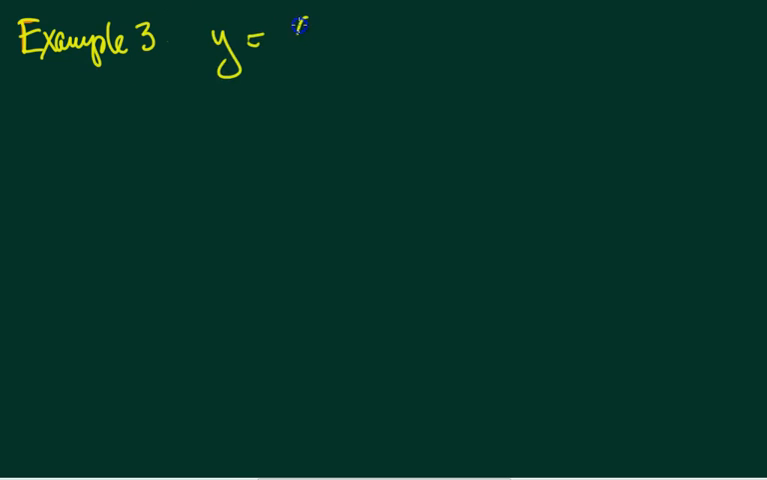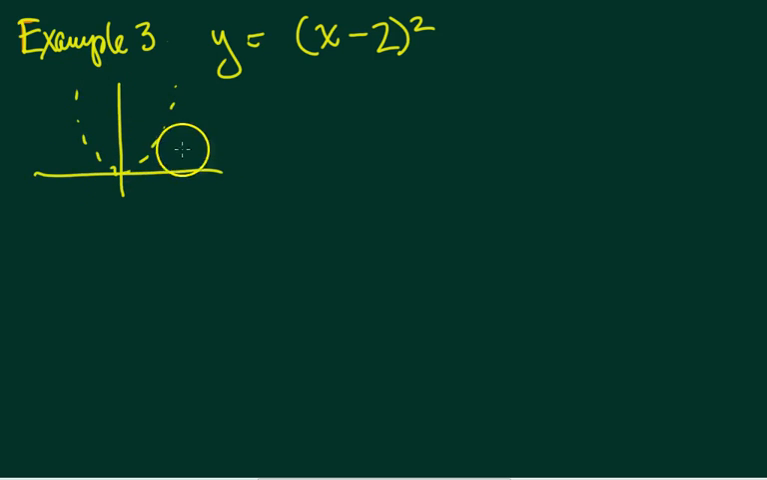Y is equal to x minus 2 squared. Okay, now from what we know about transformations, we don't have to worry a whole lot about how to graph it. It's easy. It is a garden variety parabola moved 2 units to the right. Okay, now what this one has that's different is the interesting part here, where the 0 is.